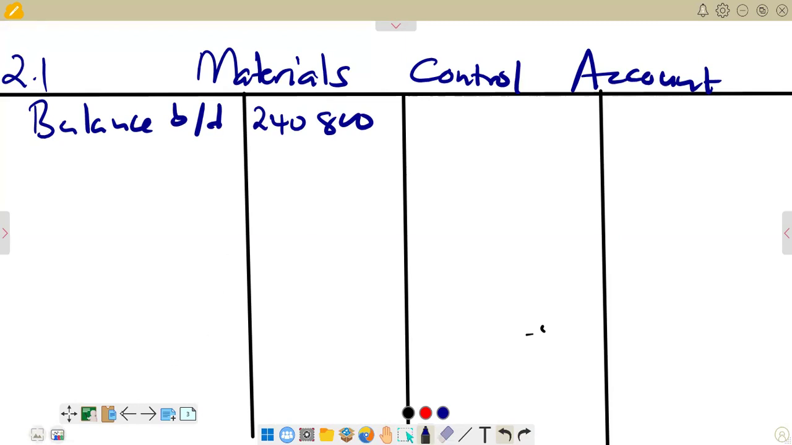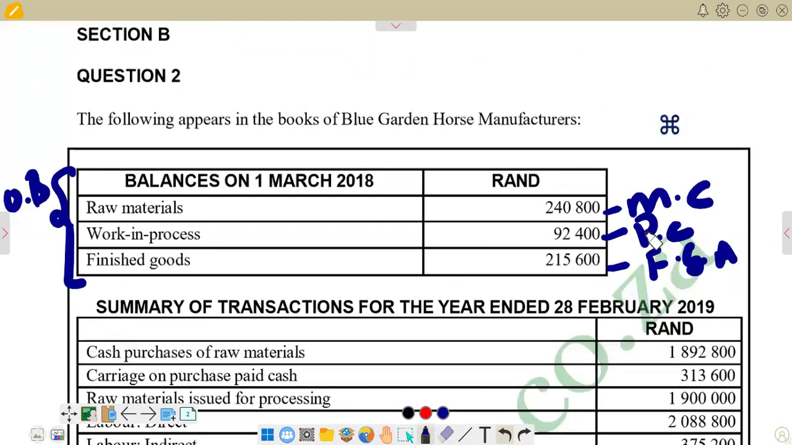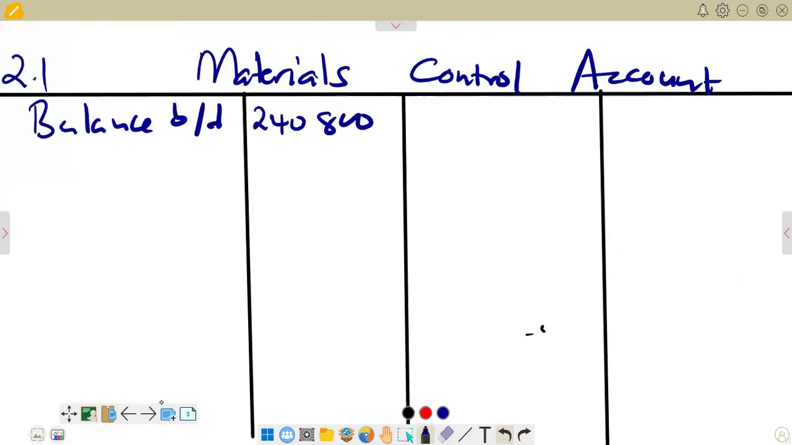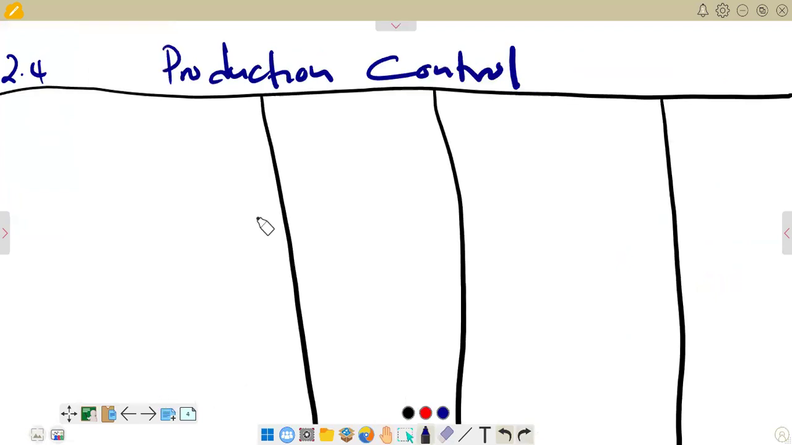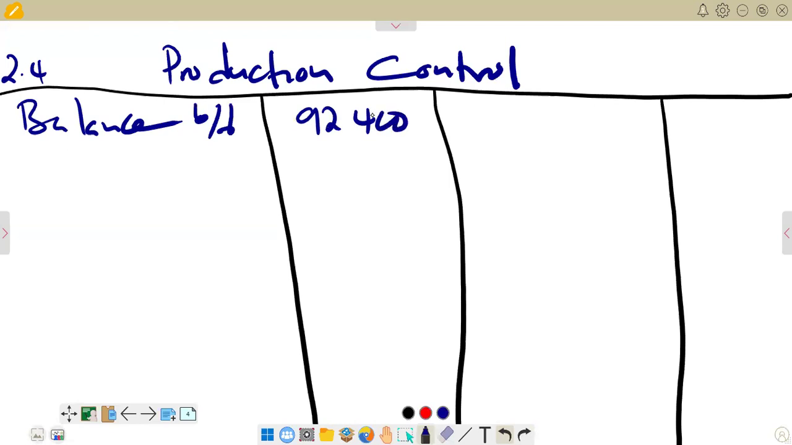Remember, if you go back here, you'll see that we have indicated production control is the other balance, 92,400, and finished goods, 215,600. So we can go and look at production control, and I put our 92,400. If you go there, you see that this is now our production control. So we can go to the debit side and enter our opening balance as balance BD, with the production control balance that we have got, 92,400.